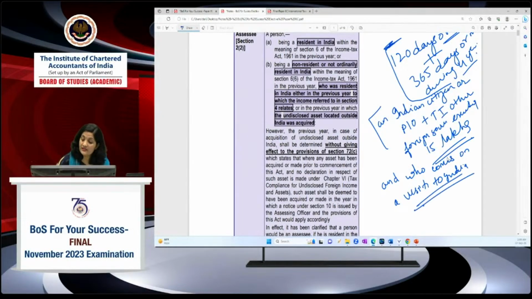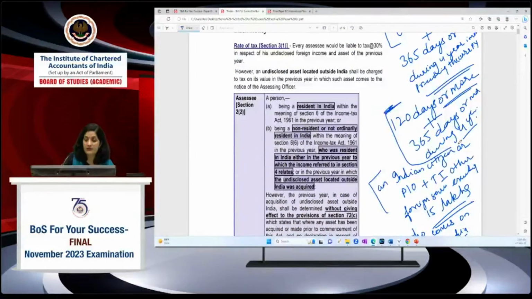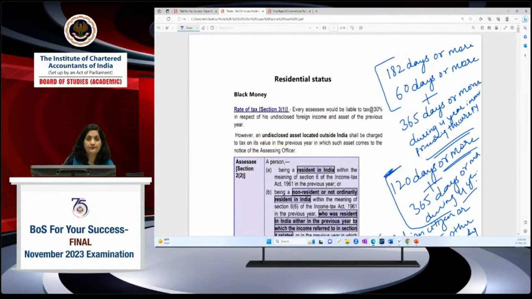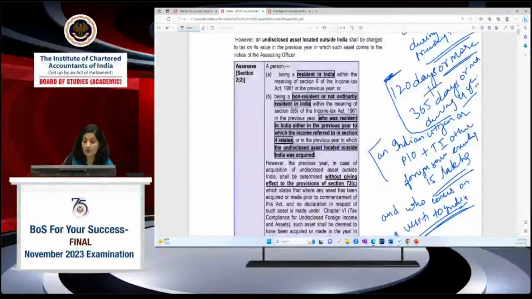ठीक है, जो विजिट पे आएगा उस पे देखना है. If a person who is permanently returning back to India, permanent settlement के लिए, if the person is coming, in that case you need not see this 120 days or more condition plus 365 days or more. You have to see the 60 days or more. ठीक है, अब आपको you have to be very careful.